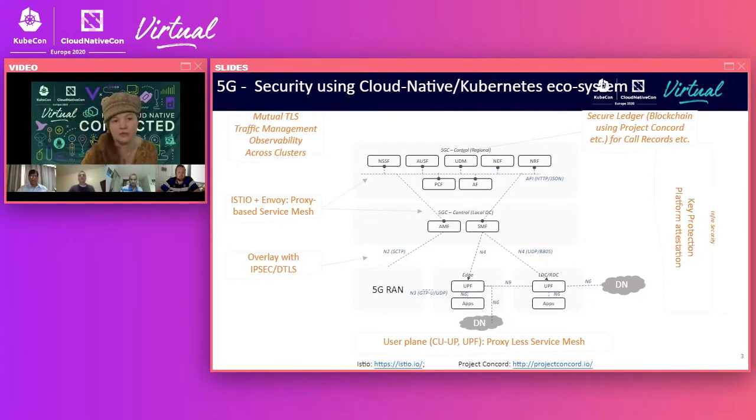There we go. So this is more of a logical view of the network and starts to talk about how the various control plane and data plane functions within a 5G network look, and some of the technologies that we believe CNCF and the cloud native ecosystem bring to bear. So one of them, obviously, is service mesh.